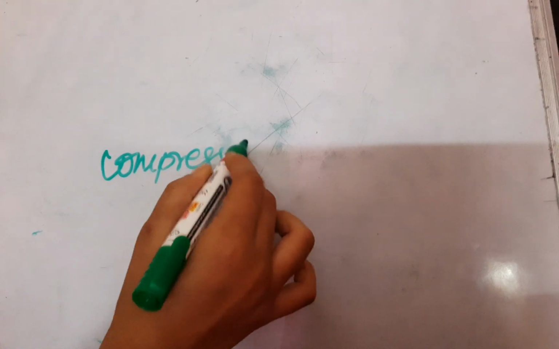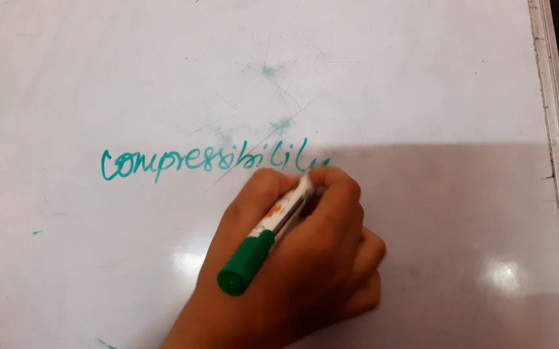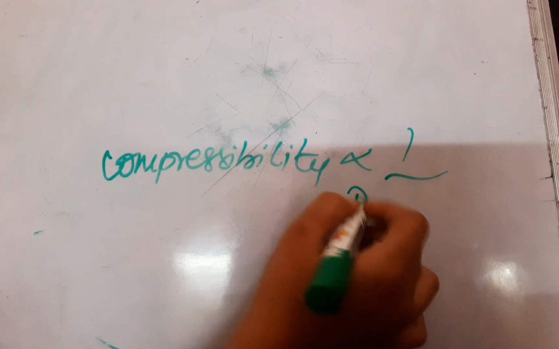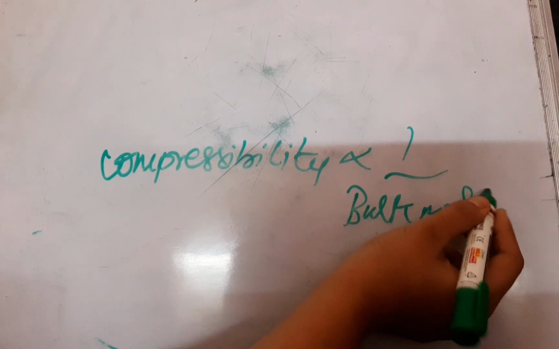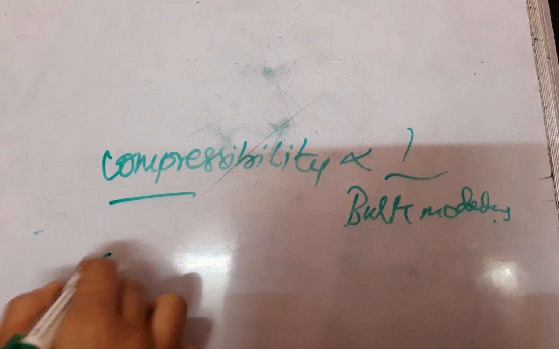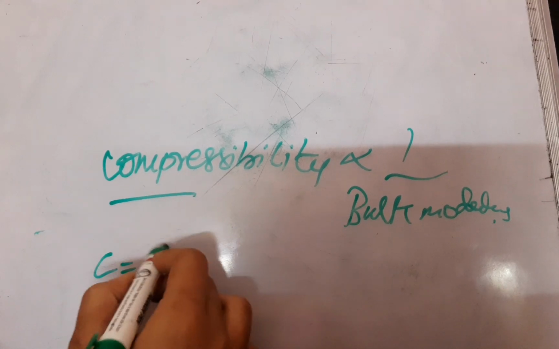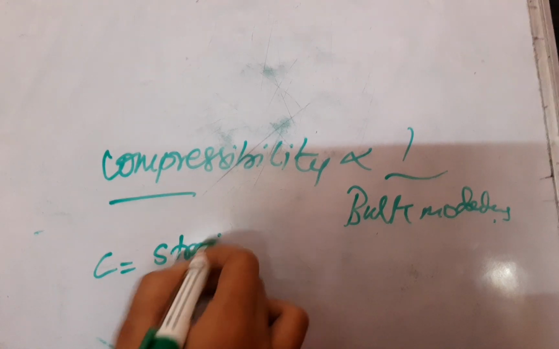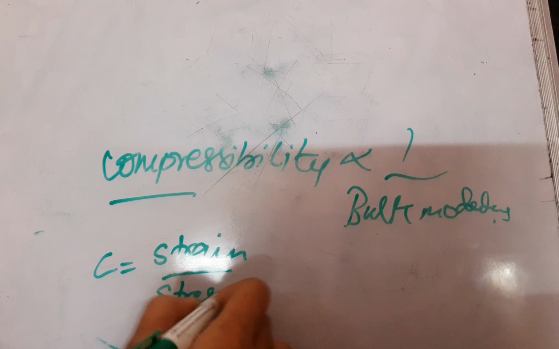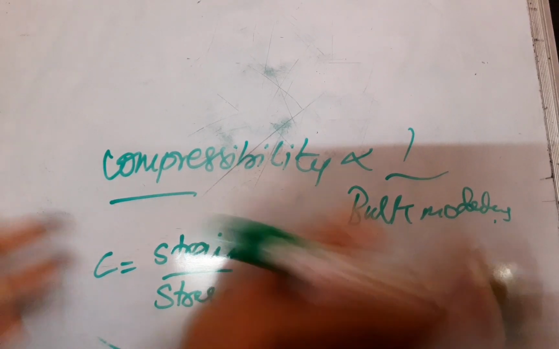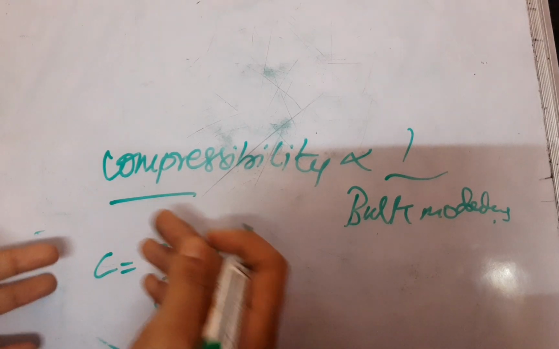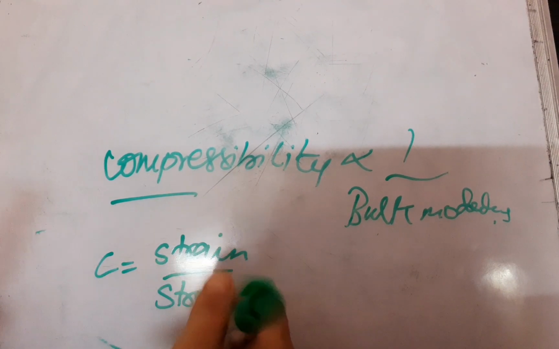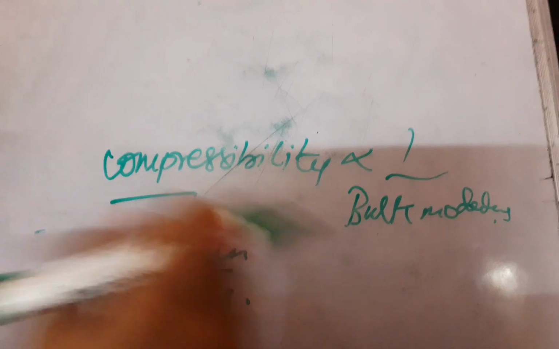Compressibility is inversely proportional to bulk modulus. So for example, if someone asks you what is compressibility, it is nothing but strain upon stress. Because bulk modulus was stress upon strain, volume stress upon strain. Compressibility will be strain upon stress, volume strain upon stress. Okay. Easy.